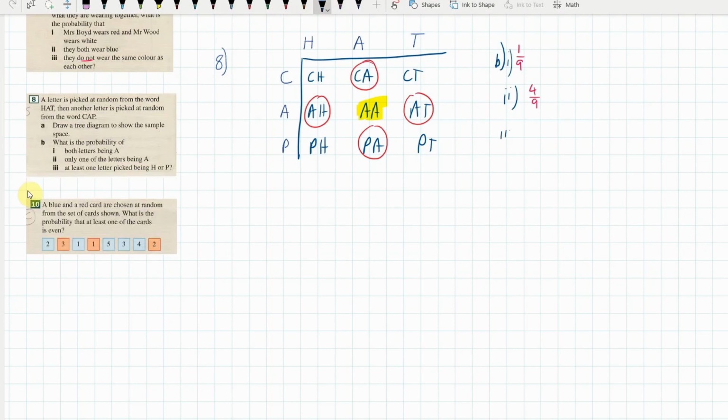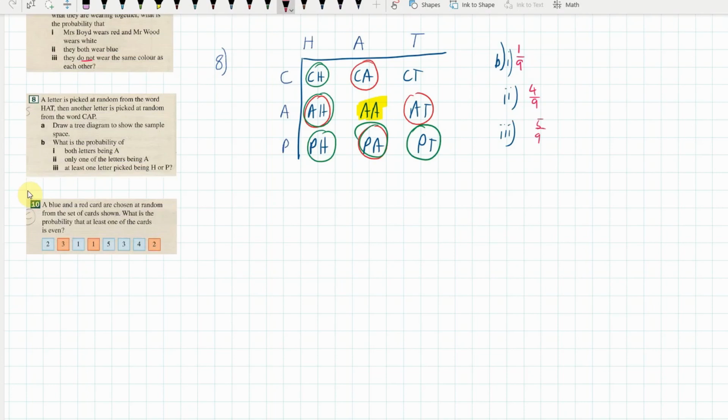And part 3, at least one letter picked being H or P. H or P, so I'm going to circle with green. That's an H, that's an H, and it says at least H, so you can include when you've got both an H and a P. Here's another P. Do we have a P here? No. Do we have a P here? Yes. Okay, I think just quickly that is going to be 5/9. So I'm going to write 5/9 down here.